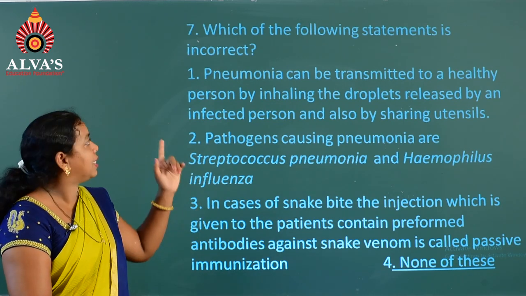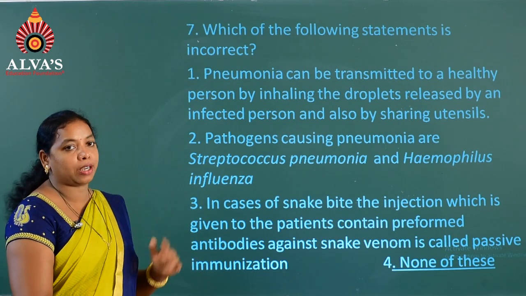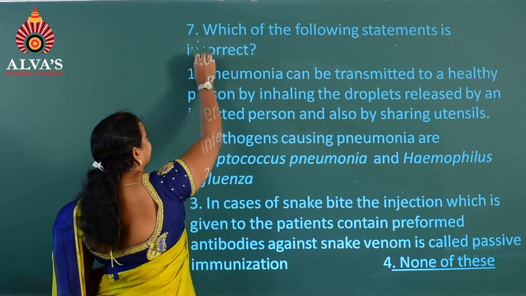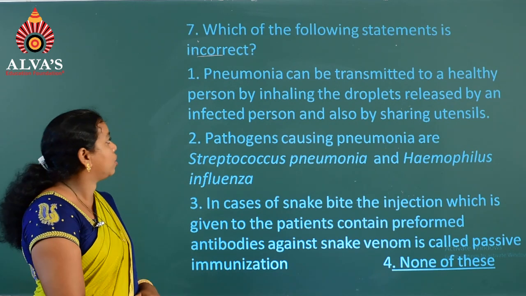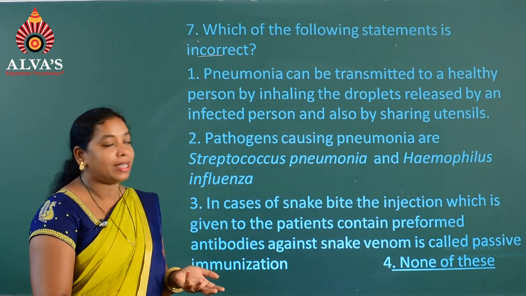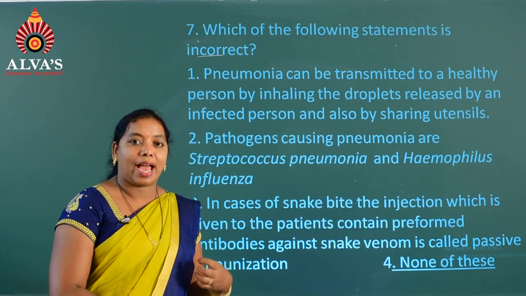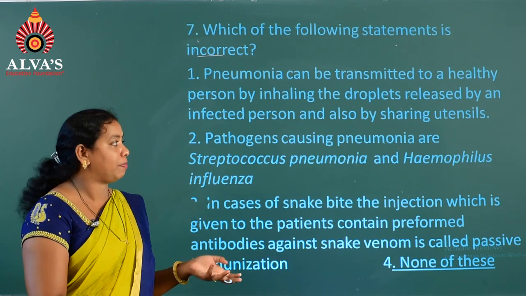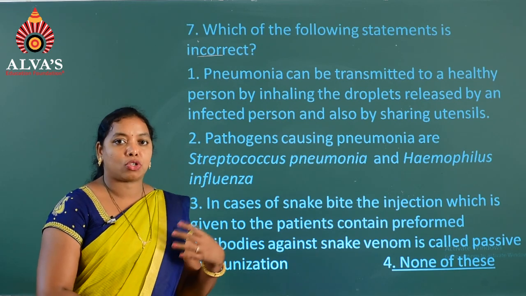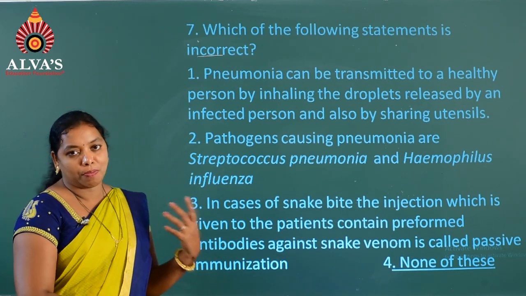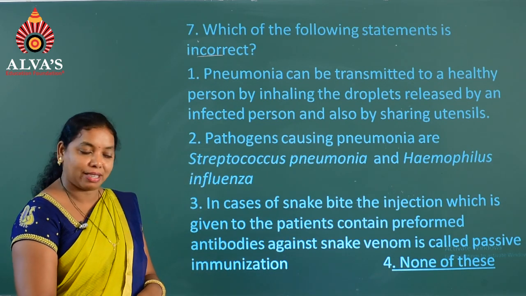When we consider the statements given in question number 7, where we have to identify the incorrect one, stress the word incorrect before going to these options. See the first option, which says that pneumonia can be transmitted to a healthy person by inhaling the droplets. That is true, and even by sharing the utensils used by that person, because it is a communicable disease. Whereas the second one, the pathogens causing pneumonia are Streptococcus as well as Haemophilus influenzae species. That is also true.